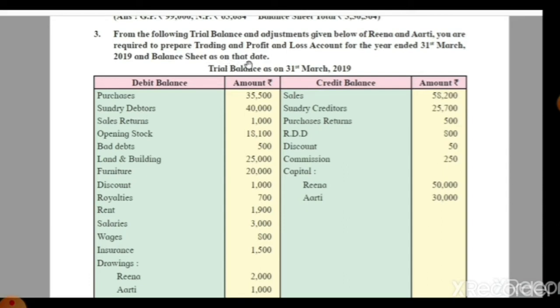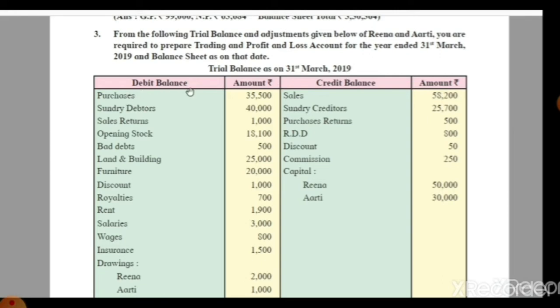Student, from this information we understood that Reena and Aarti both are the partners. They carry on the partnership firm. They asked us to prepare the trading and profit and loss account and balance sheet as on 31st March 2019, and for that purpose they provide the trial balance as on 31st March 2019. From this date we understood that the current financial year is 2018-19.